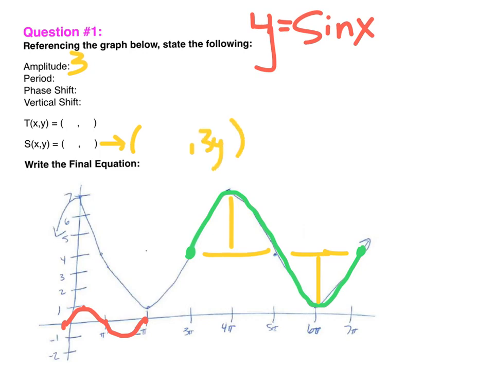Now for the period, it's the length of the repeating pattern. So the period starts at 3 pi and it goes to 7 pi. The difference between 3 pi and 7 pi is 4 pi. Therefore, I know that the period here is 4 pi units long.